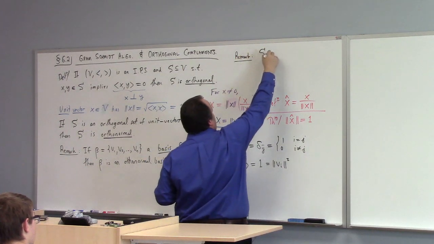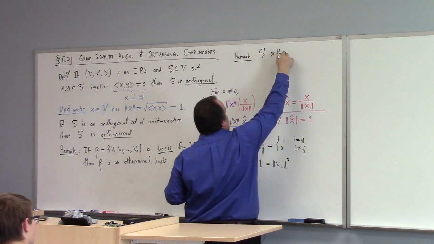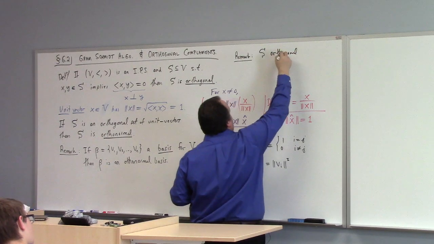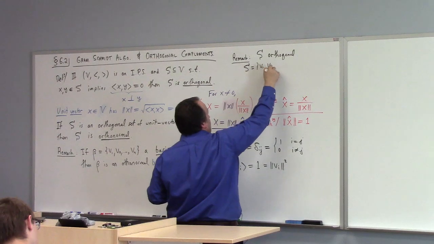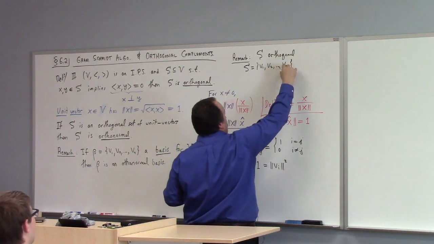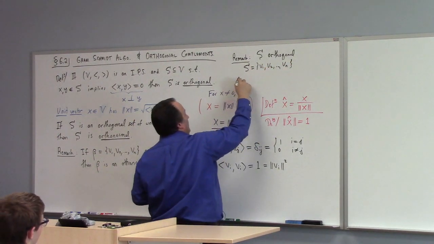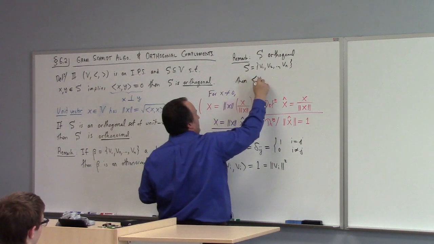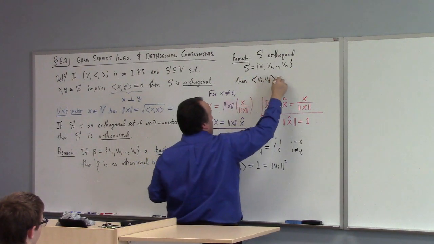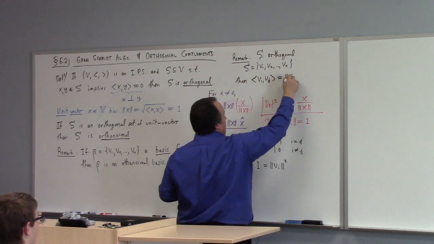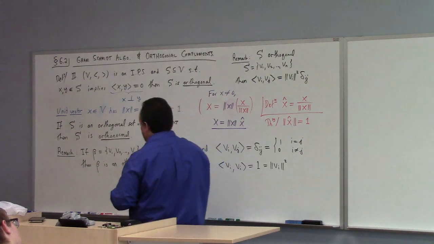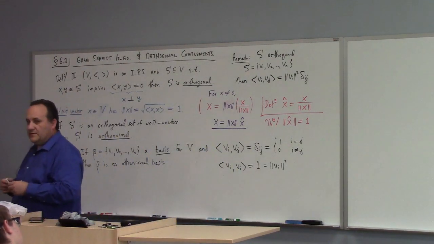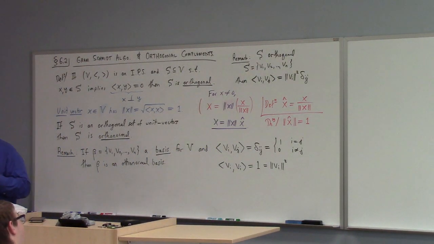For S orthogonal, and S equals {V1, V2, and so forth}, if it's like that, then we have the following. The inner product of Vi and Vj is equal to the norm of Vi squared times the Kronecker delta ij. And the proof is nearly the same as I just told you.